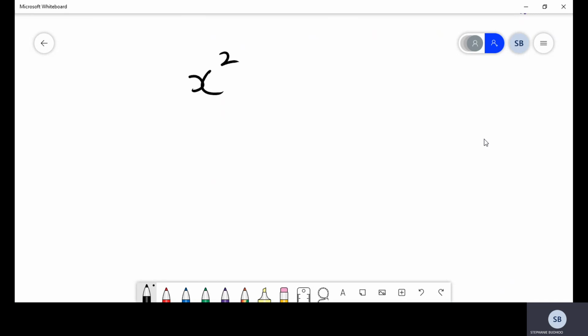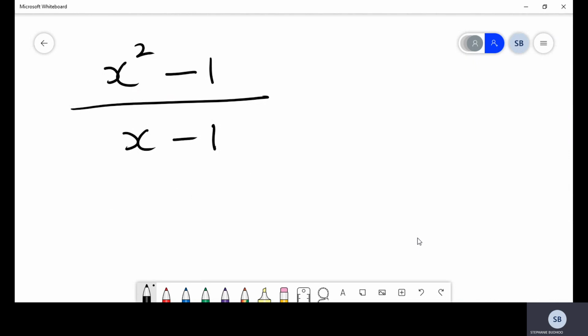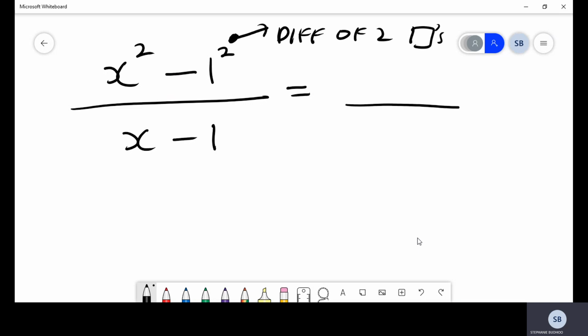Okay, so what if we have a question like this? And it looks like there's nothing we can do to simplify. What can we do? Well, for those of you who have done factorization already, you should be able to recognize this as the difference of two squares. This is really x squared subtract 1 squared. And that breaks up into x plus 1 by x minus 1.